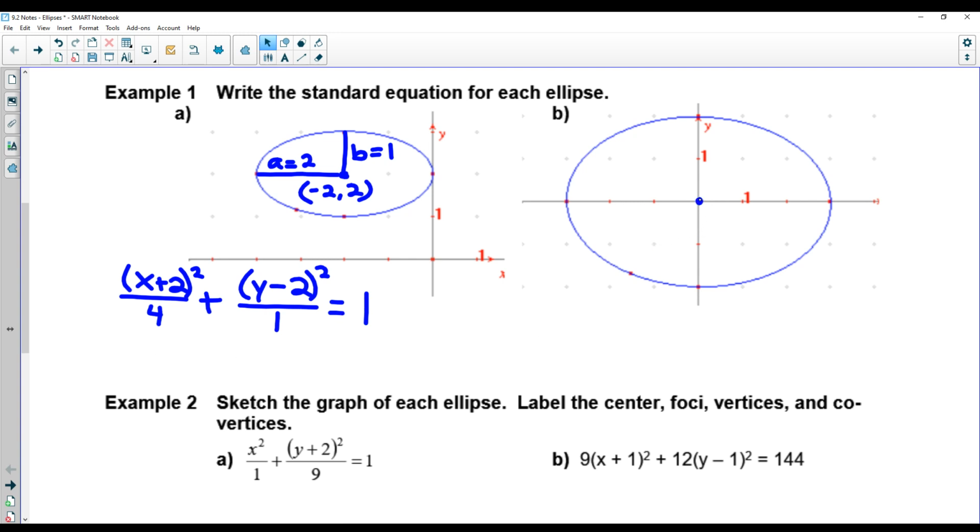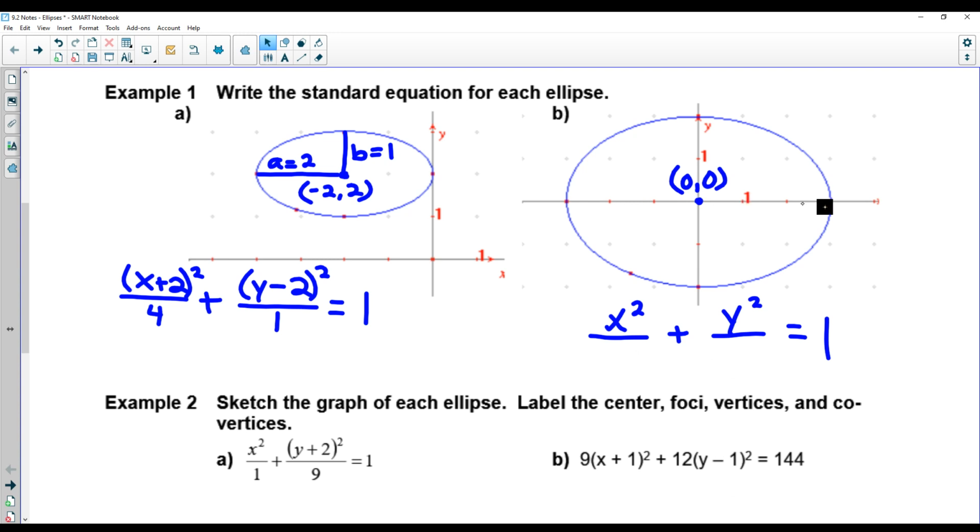This one has the center at 0, 0. So my equation is going to be x minus 0 squared plus y minus 0 squared, and it's always equal to 1. That's really how I like to set them up right away. Just put in the center right away. Then I come back and do A and B.